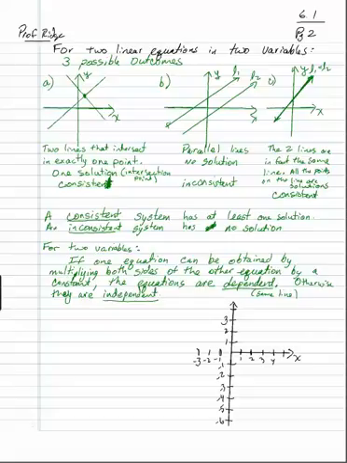Okay, so looking at examples A, B, and C above, A is independent. B is independent because they're two different lines. And C would be dependent.